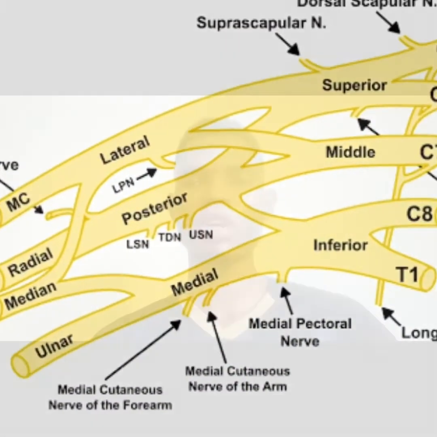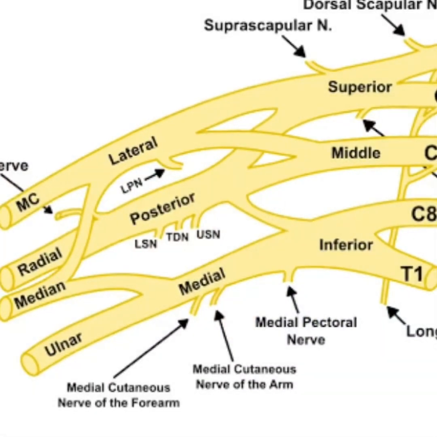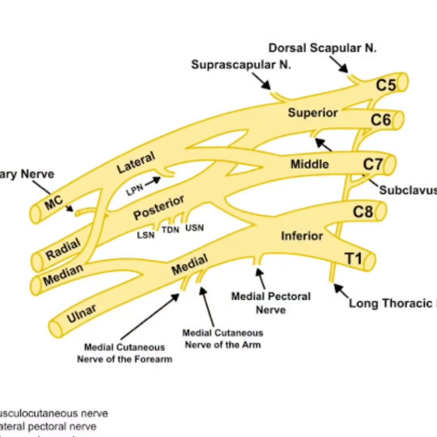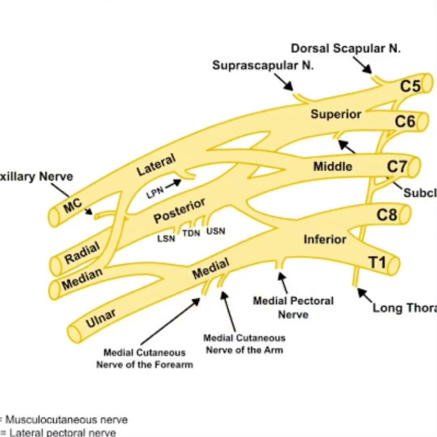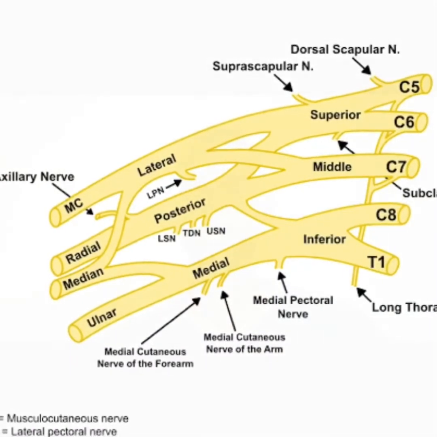Then the posterior cord is formed by the posterior divisions of all the trunks. The 3 posterior divisions of the brachial plexus form the posterior cord. That is the posterior division of the superior trunk, the posterior division of the middle trunk, and the posterior division of the inferior trunk. Then the medial cord is formed by the anterior division of the inferior trunk. Okay, that is for the cords of the brachial plexus.